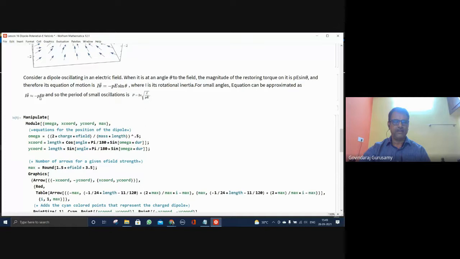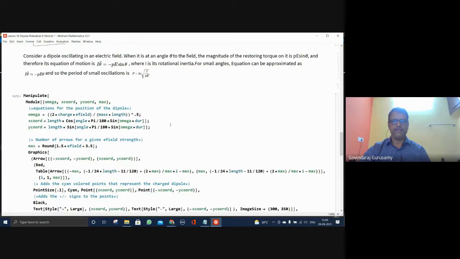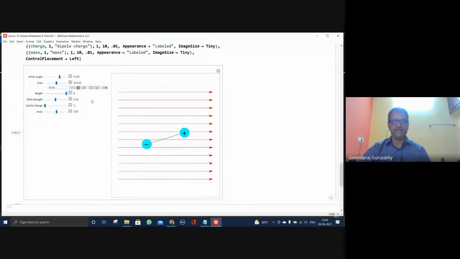So this is a period of small oscillation. Yes, this is the time period. The frequency will be modified by the effect of charge, mass, and the distance between the dipole. All of these have an influence on that. Please note, the initial angle also matters.